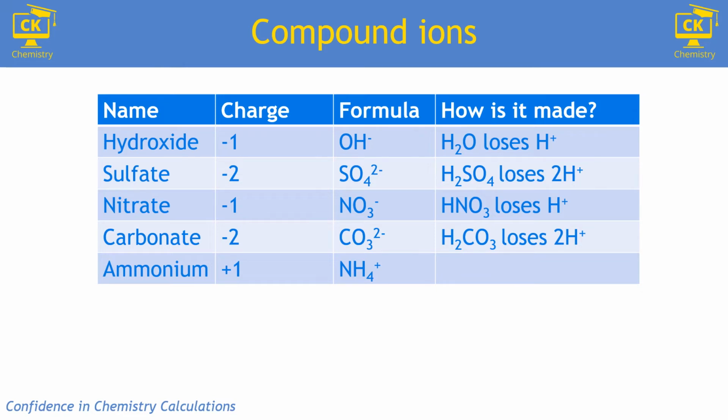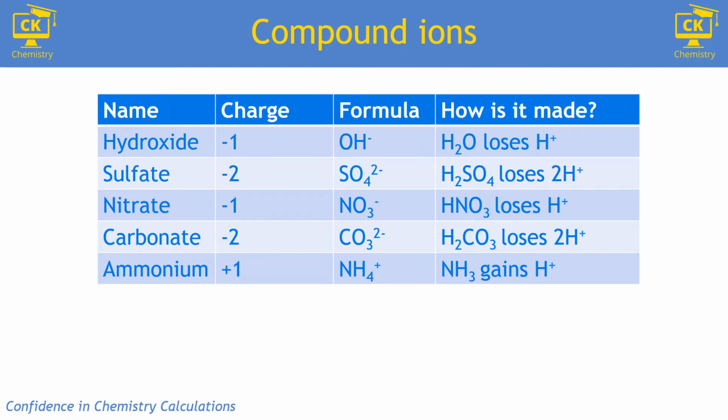The final ion has a positive charge, and the word ammonium tells us it's positive. It's made that way to sound like a metal like lithium or potassium, which also have +1 charges. And ammonium comes when the molecule ammonia, NH3, gains H+, because ammonia is a base, so when it reacts with acid, it attracts the hydrogen ion towards it.